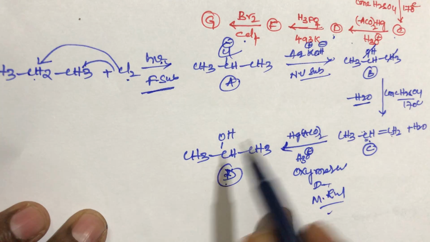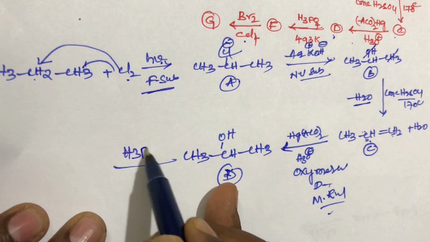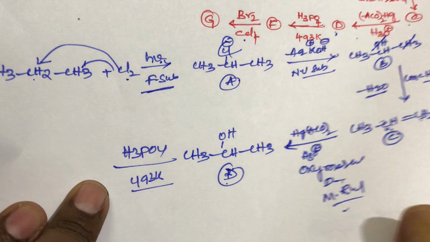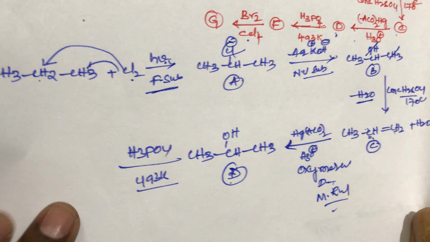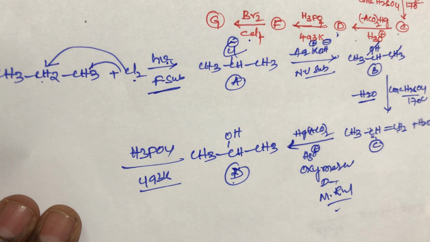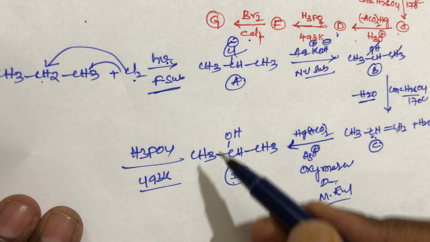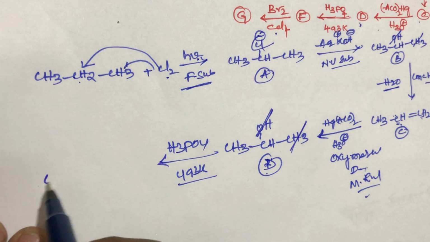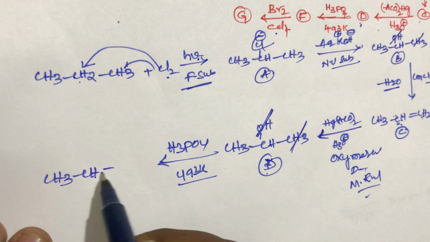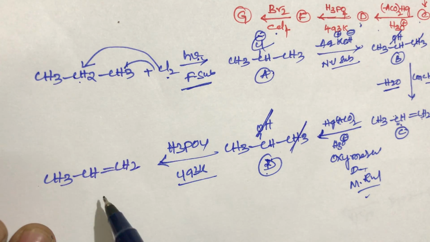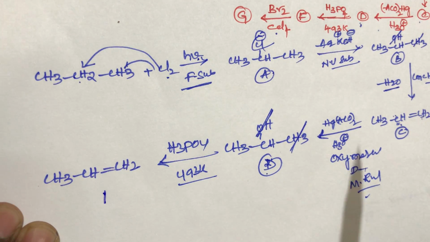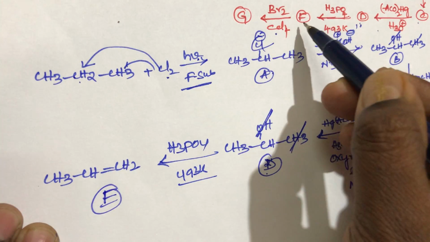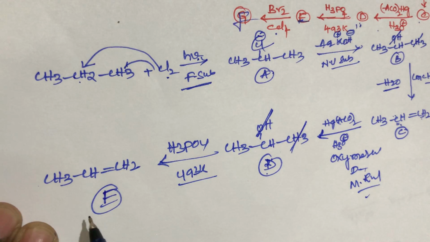Then after that, H3PO4, student. H3PO4 at 493 Kelvin. What is the role of orthophosphoric acid, H3PO4, student? That also belongs to dehydration. That is also a dehydrating agent, removal of water. OH from here, H from here. We get again the product CH3 CH double bond CH2. This is the E compound, student.